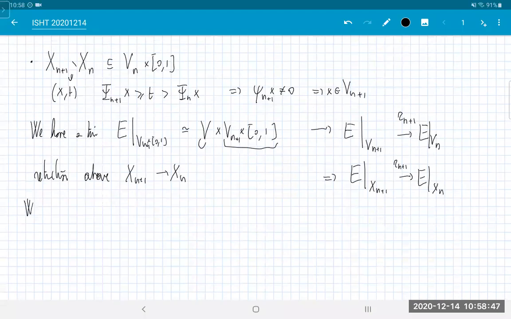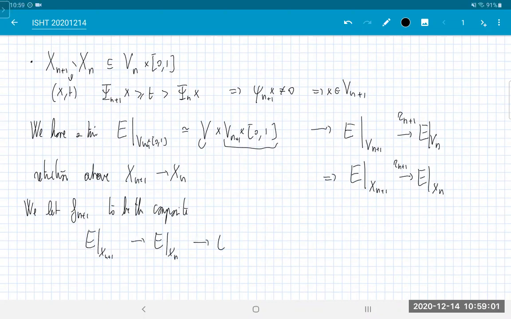And then we let F n plus 1 be the composite: E restricted to X n plus 1 goes to E restricted to Xn, goes to E prime with Fn. And we are done. And this was the end of the proof of homotopy invariance.